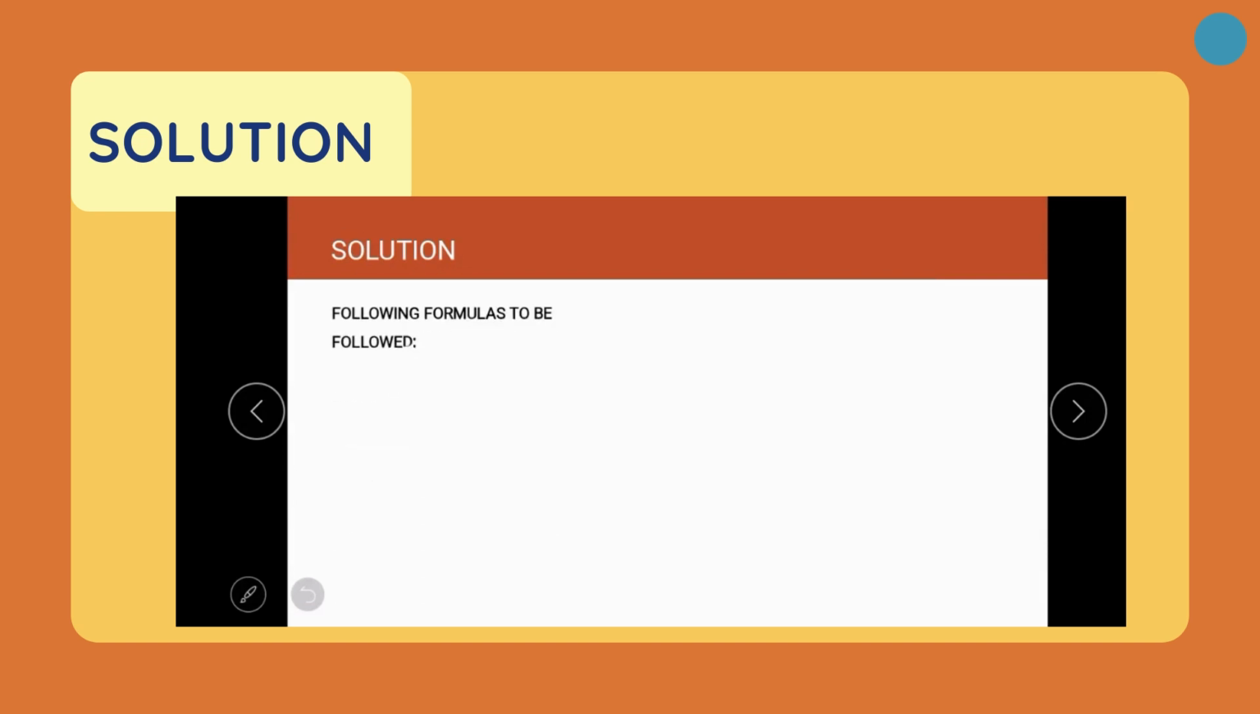Solution. The following formulas are to be followed. P is equal to F, quantity of 1 plus r over m raised to tm. F is equal to P, quantity of 1 plus r over m raised to tm. And I is equal to F minus P. In finding the future value, we're going to use the formula F is equal to P, quantity of 1 plus r over m raised to tm.